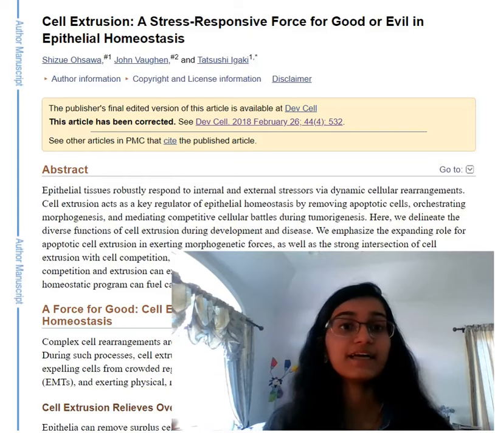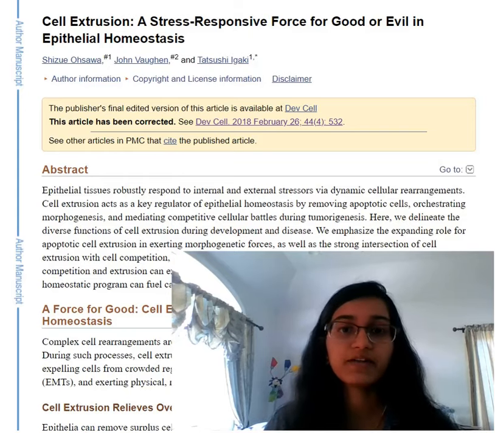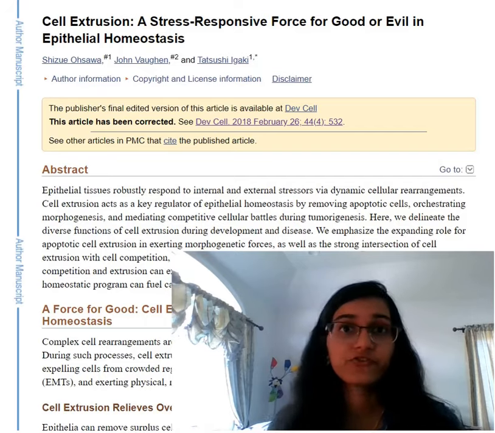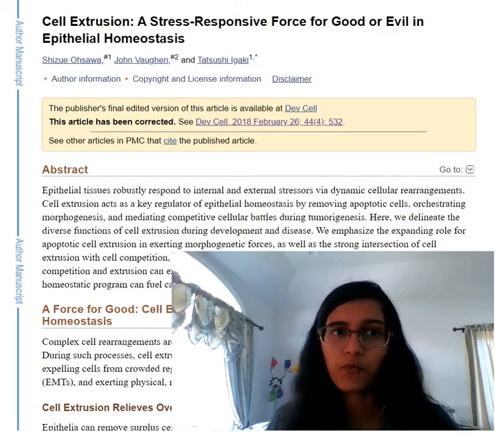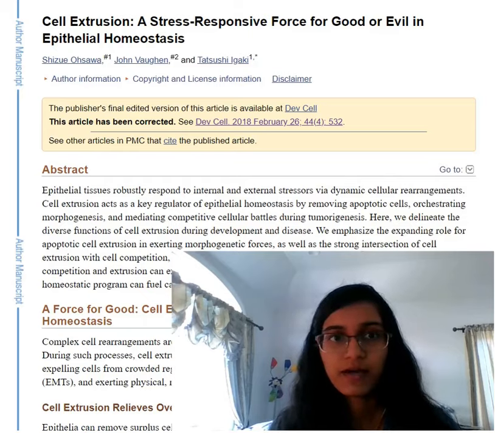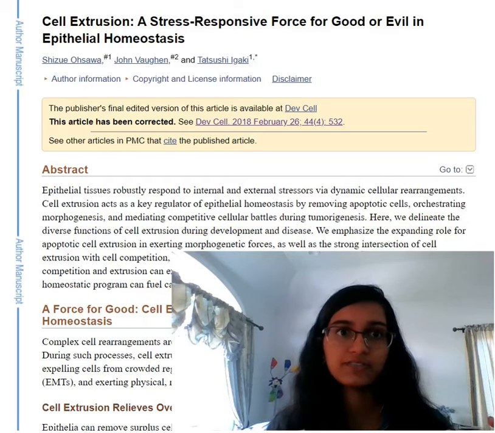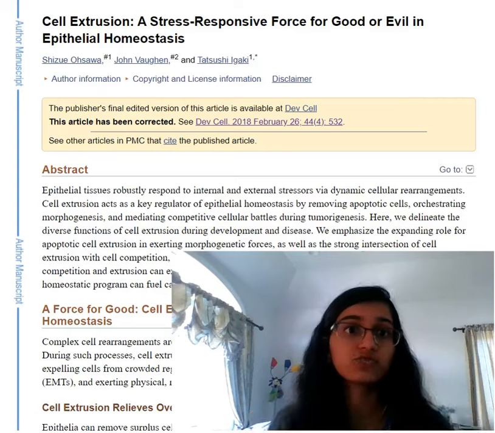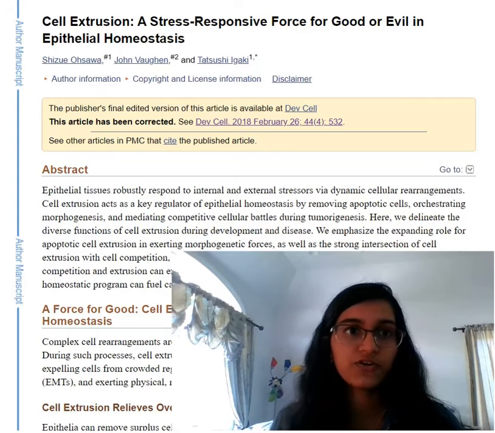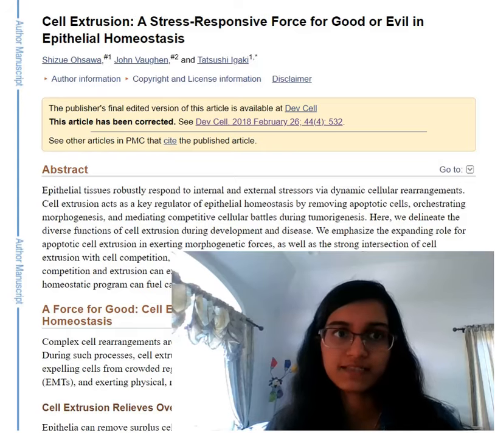So the title is Cell Extrusion, a stress-responsive force for good or evil in epithelial homeostasis. So I think the first question in everybody's minds is, what is cell extrusion? And I'll admit, when I started reading this, I had no idea either. But if you look at the title itself, they do kind of describe what it could be. It is a stress-responsive force for good or evil in epithelial homeostasis.